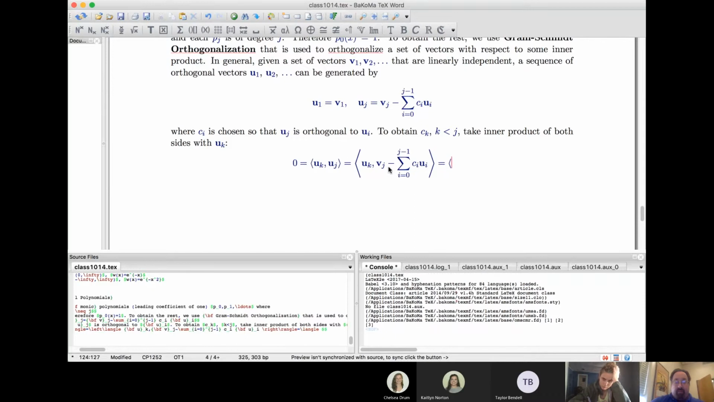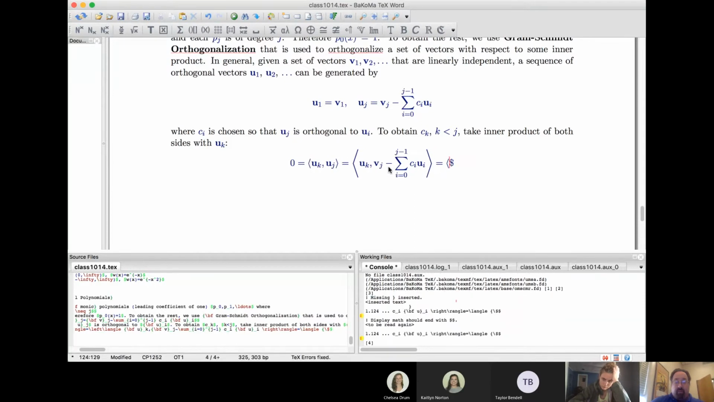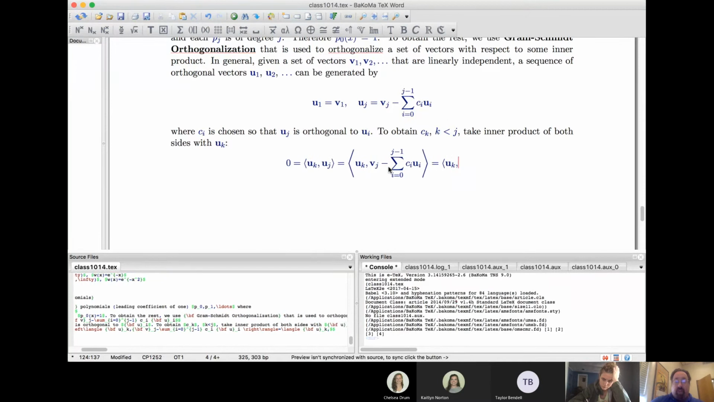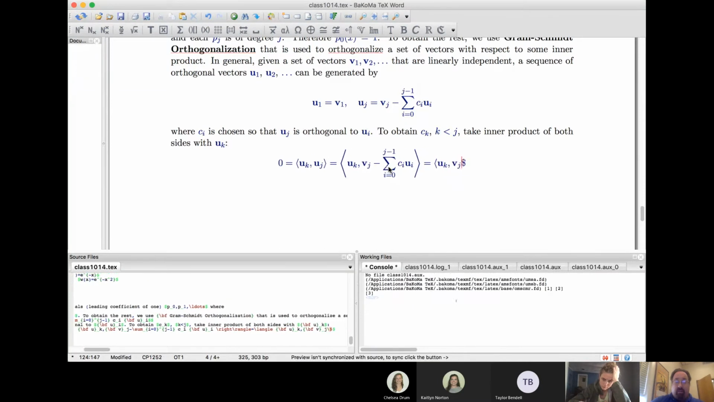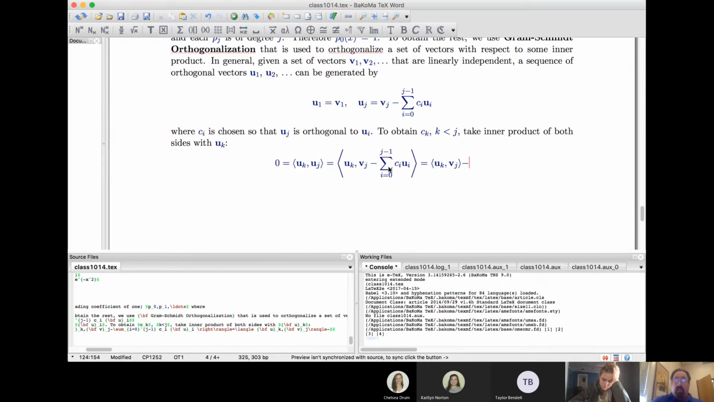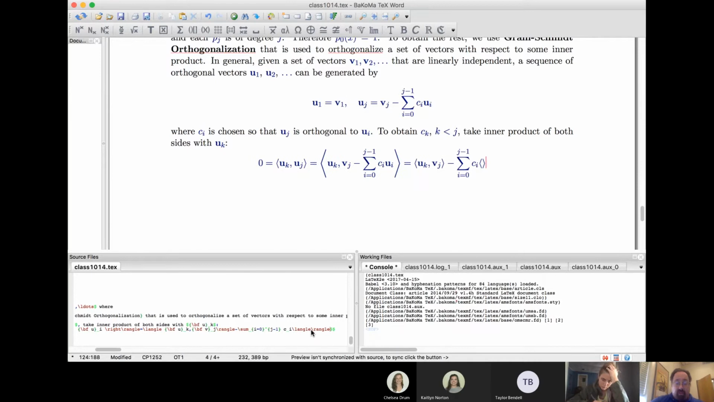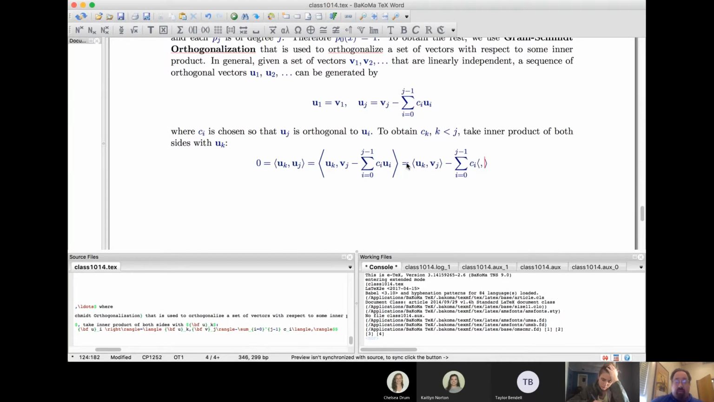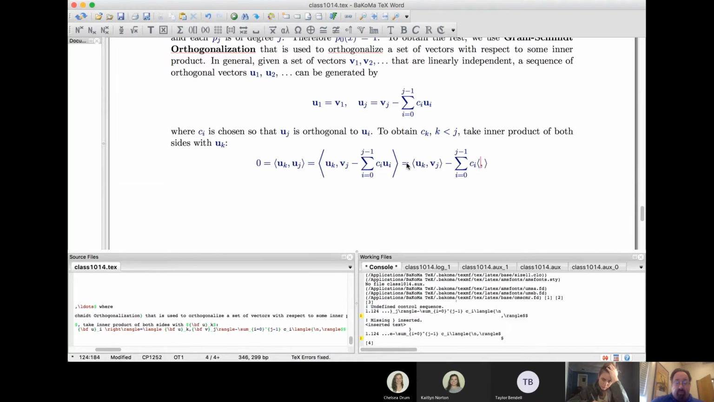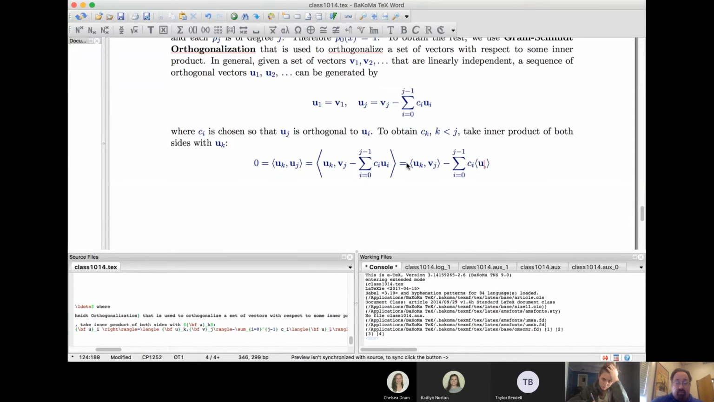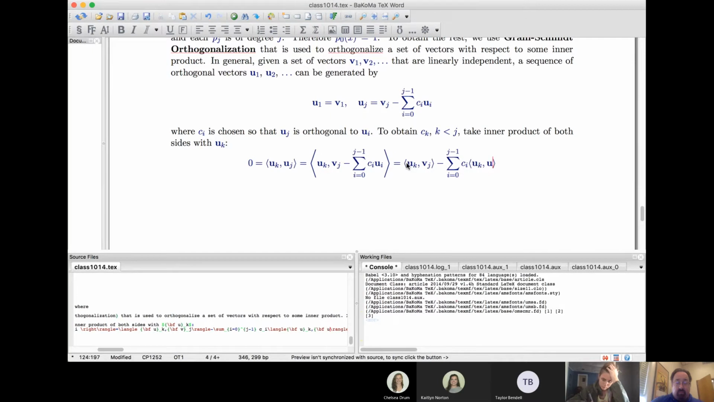So now I have the inner product of uk with vj. Minus, and by the linearity of the inner product, I can pull out the sum and the coefficient. So I have the inner product of uk with ui.